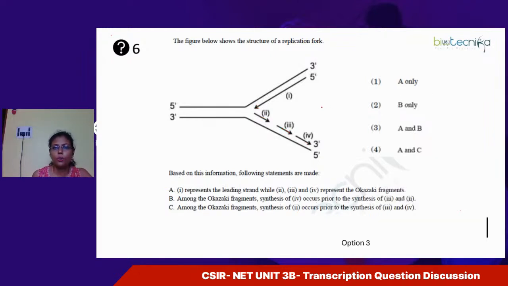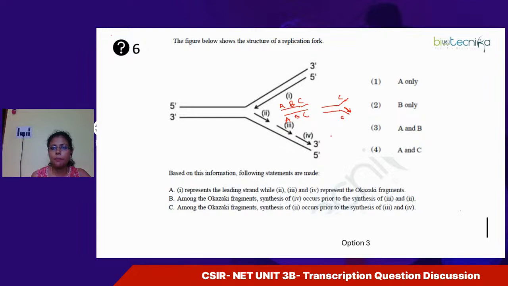What we know... first, let me just draw this. You have, say, 3 genes A, B, C. In the first case, C has opened. So this C will be synthesized, the first fragment.